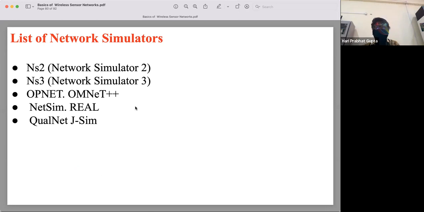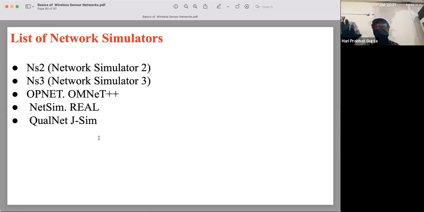Finally, this becomes a different subsection. A number of network simulators exist for wireless sensor networks, and these simulations help provide a real-time scenario. You can modify the protocol, and you can work on different protocols with different aspects. NS2 and NS3 are very popular, as are OPNET, NetSim, and others.